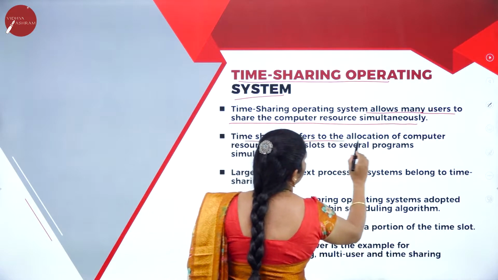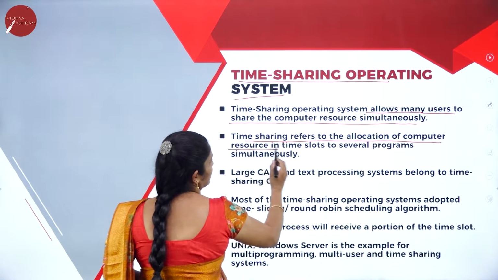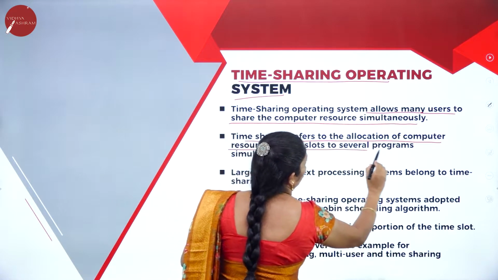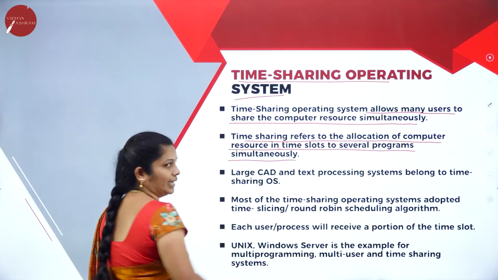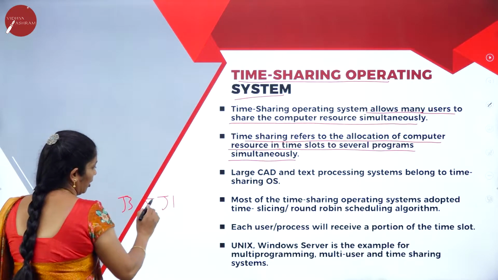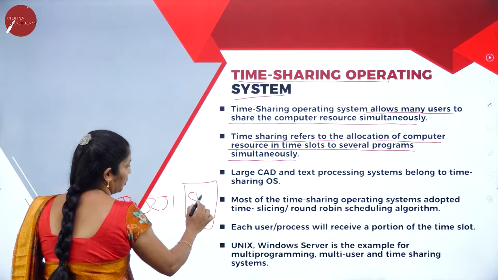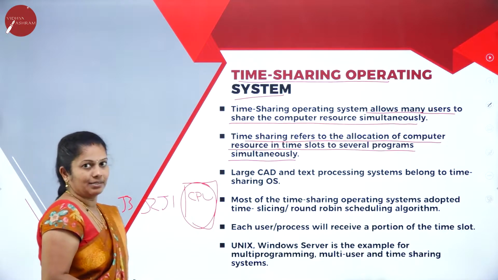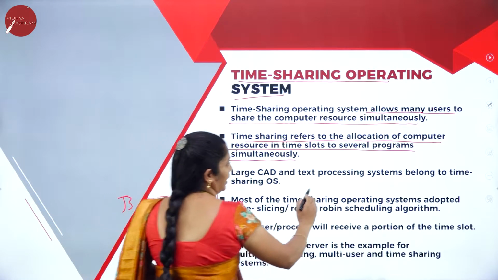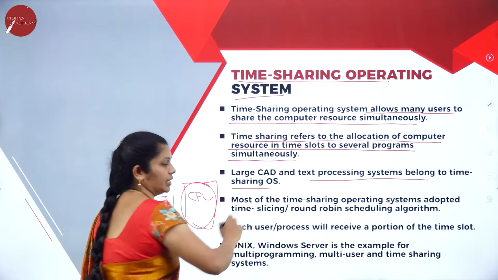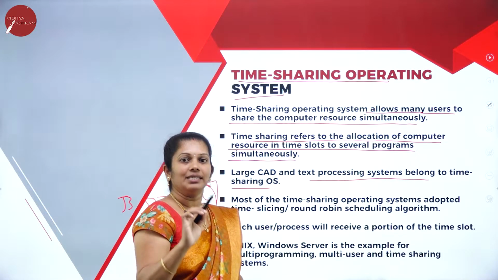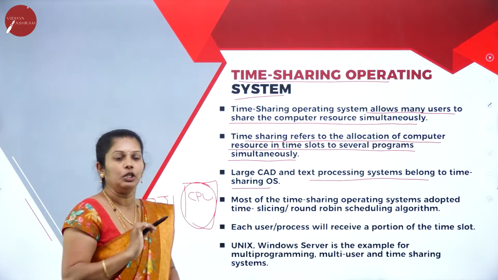Time sharing refers to the allocation of computer resources. Whatever resources we have can be allocated in time slots to several programs simultaneously. Whatever jobs we have, for example, job 1, job 2, job 3, all the jobs want to process on the CPU. Then this time sharing operating system helps to share the time among all the jobs here. Large CAD and text processing systems belong to time sharing operating system. The name itself suggests time sharing. It means that time can be shared by multiple jobs, multiple users.